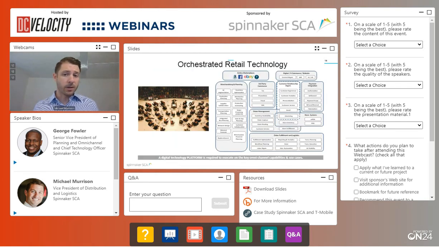What's behind that? We talked a little bit about the key functions that are required to execute on those capabilities and those use cases. Now let's talk about the platform. And I think really for this slide, the key here is that it is indeed an orchestrated platform. This is not a single point solution.